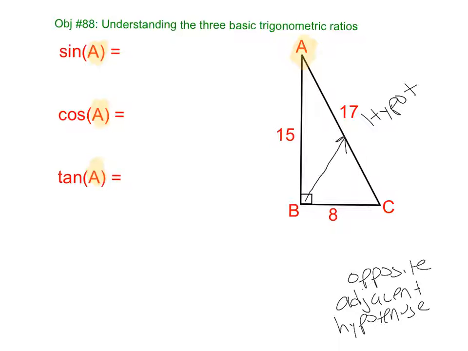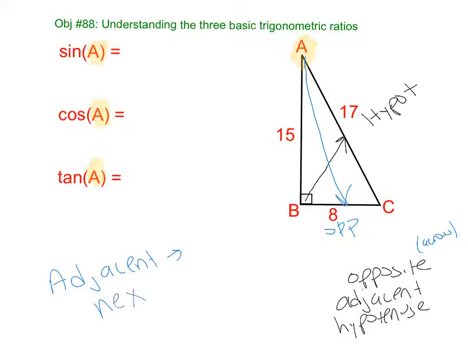Opposite means opposite the angle. What side is opposite angle A? This side, it's across. Opposite is across. Okay. So this is our opposite. Adjacent just means next to. What is the side that is next to angle A? So even the hypotenuse is technically next to it, but it's really talking about the legs, the two non-hypotenuse sides. So this is our adjacent.